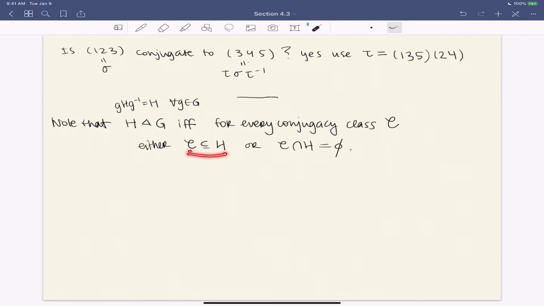If I have a conjugacy class, either it has nothing to do with H and then whatever, or the whole conjugacy class is in H. This is how you can show that A5 is simple, because if A5 had a normal subgroup, then this subgroup would contain a full conjugacy class, and then you show that that's not possible.